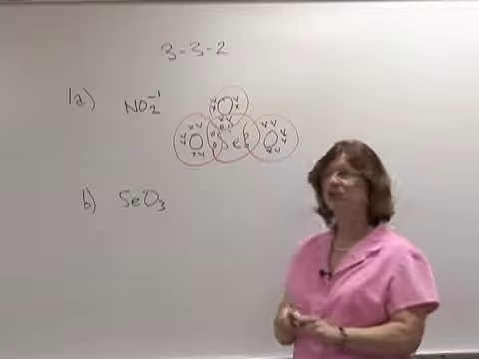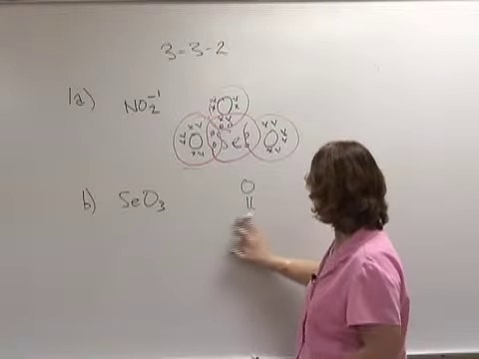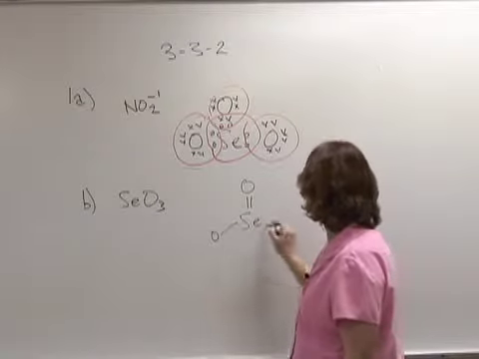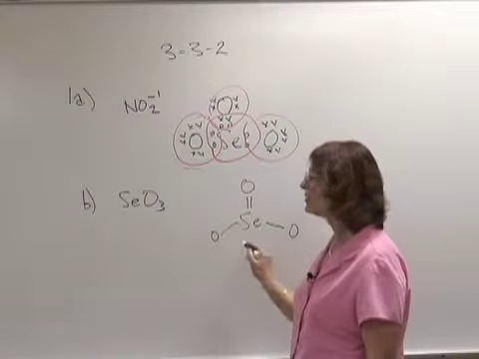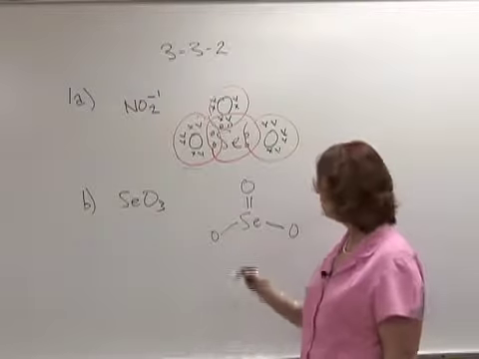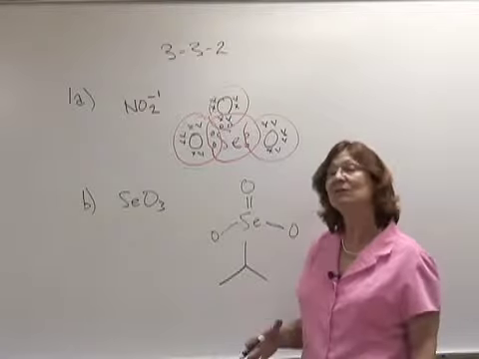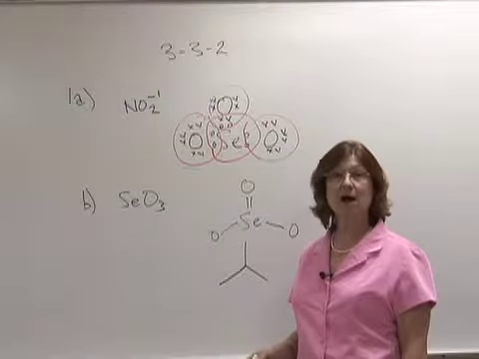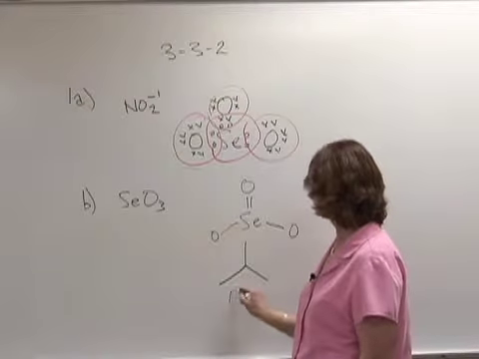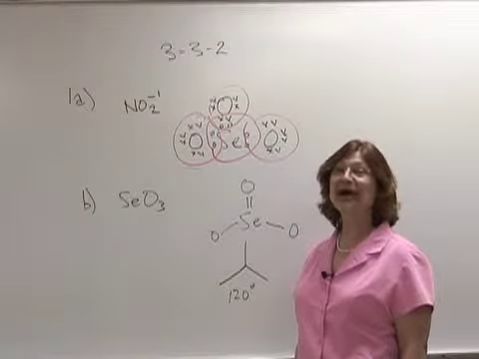When I look at the line structure, I see that I have a double bonded oxygen. Oops, that's not oxygen, it's selenium, in the middle, and then my 2 oxygens. This is a trigonal planar shape. And it is nonpolar because all of the oxygens are equally distant apart from each other and they're pulling equally on those electrons. Therefore, it is a nonpolar molecule, and the angle is 120 degrees. That's A and B, and I'll be right back.